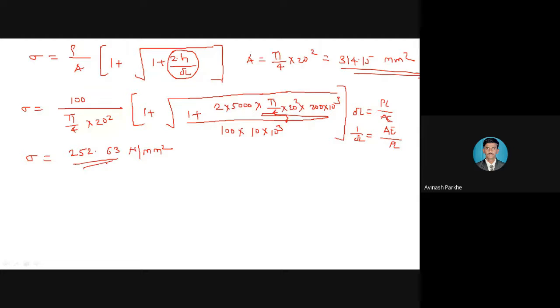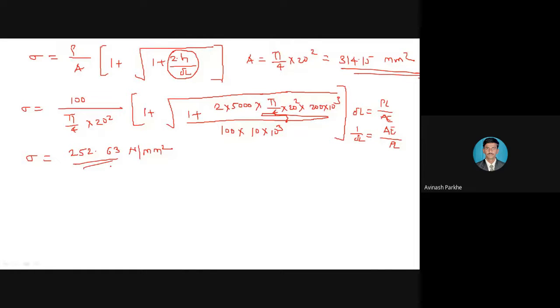Okay, due to a technical problem today, I am unable to write on that particular pad, so try to understand this. Do the calculations properly. If you have the formula, put in all the values. 252.63, this is the correct answer.